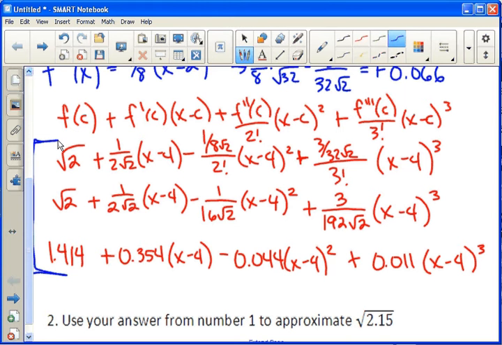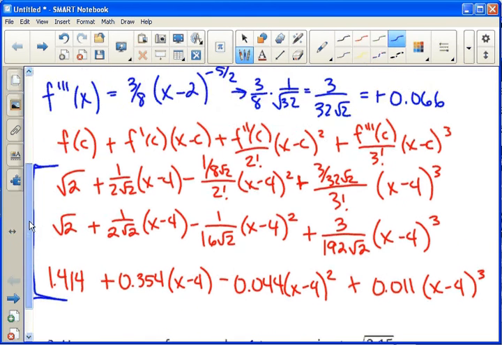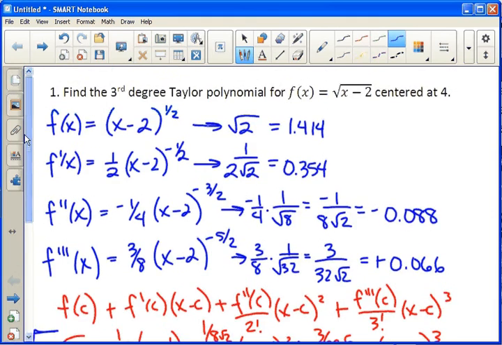Now, number 2 is a little bit tricky in the way it's worded. It says, use your answer from number 1 to approximate the square root of 2.15. So what you'd be tempted to do is plug 2.15 in for x. But if you look back at the original problem, it was the square root of x minus 2. So try to think this through with me.